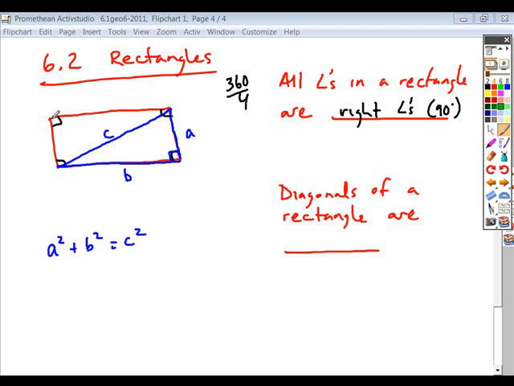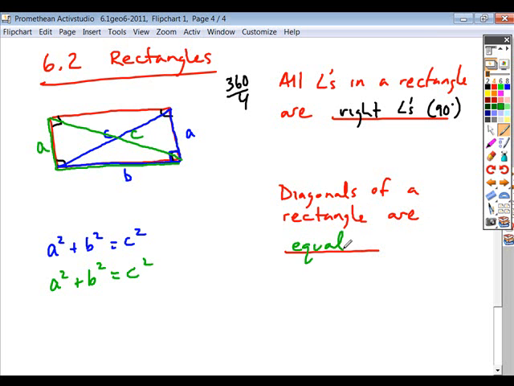Well, what if we drew in our other diagonal and did the same thing? We found this triangle. Well, because it's a parallelogram, opposite sides are equal. So this side is A, this side is still B. And so when you're looking at this diagonal, we have A squared plus B squared is equal to, also, what relationship has to exist here? This other diagonal has to be a length of C also. Okay, so the diagonals of a rectangle are equal to each other.